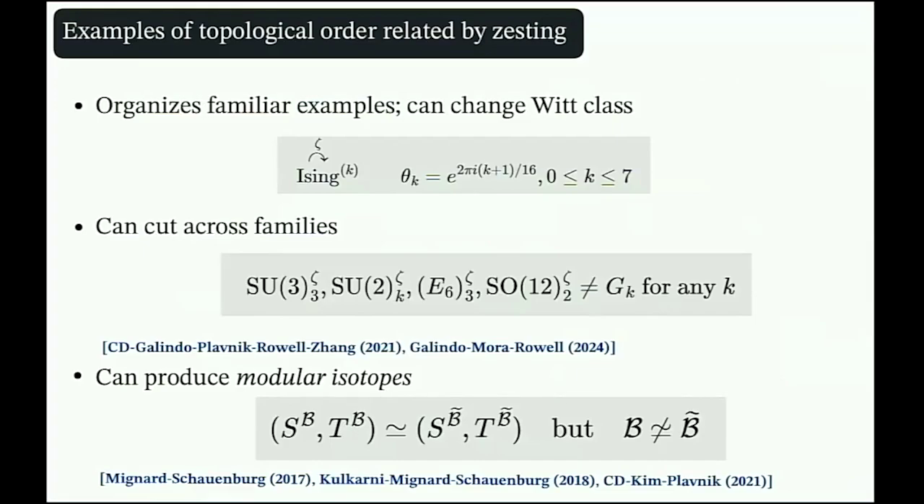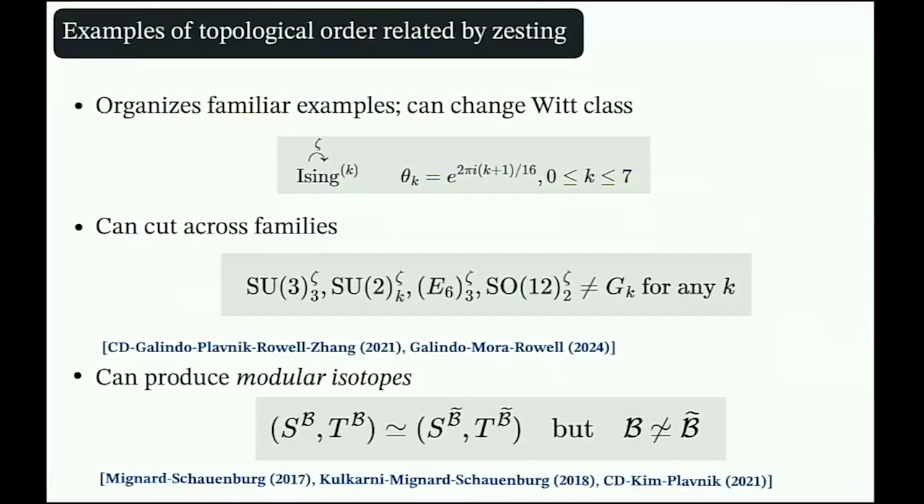And so, we saw in the previous example, it can change the Witt class, but it also can move you outside of nice families of topological orders that we usually think of together. My favorite example is that it can produce what I call modular isotopes. It turns out that mutual and self statistics, so the S and T matrices, the modular data of anyons, are not a perfect invariant. There are counterexamples to this being a perfect invariant. And the first ones we know about don't happen until like rank 49. So they're really big, but they come in a nice family.